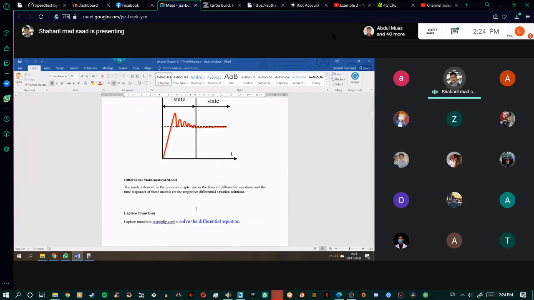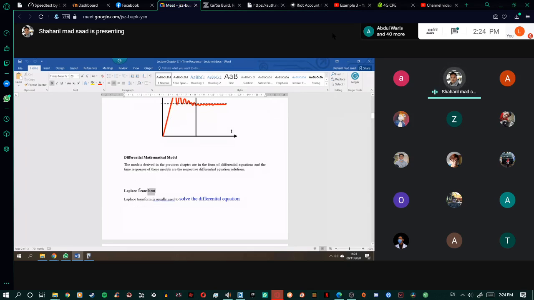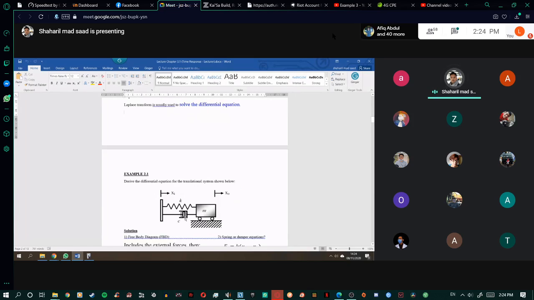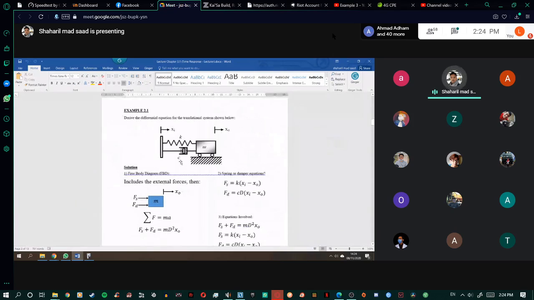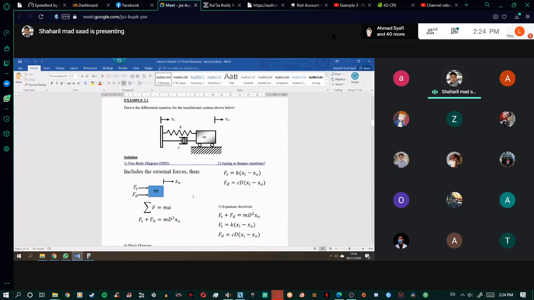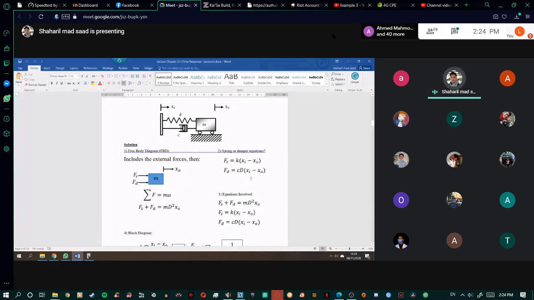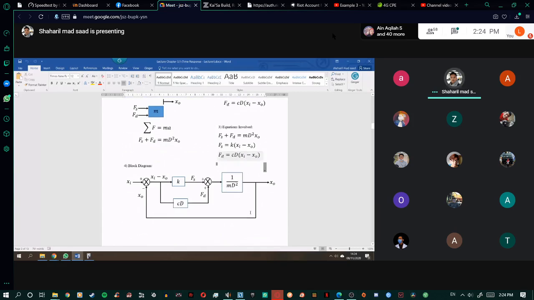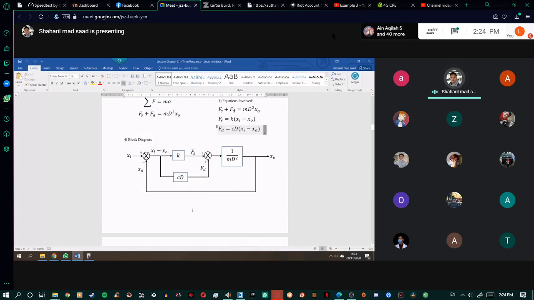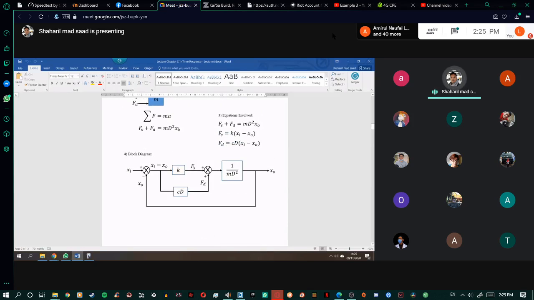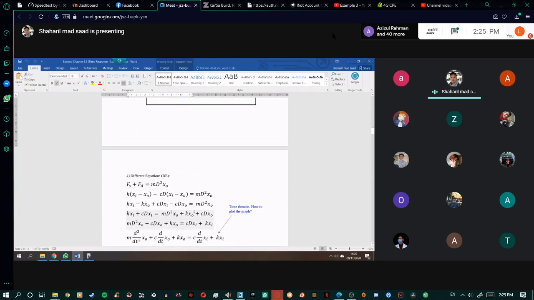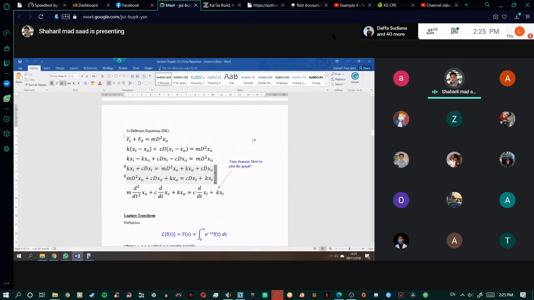The model that you have derived from the system, you can solve by using the Laplace transform. The Laplace transform can solve the differential equation. So look at this one. From this system you have the mass, the spring and the damper, and then you come out with the free body diagram, the spring equation and so on, and then this block diagram. So let's do the Laplace transform from the free body diagram.